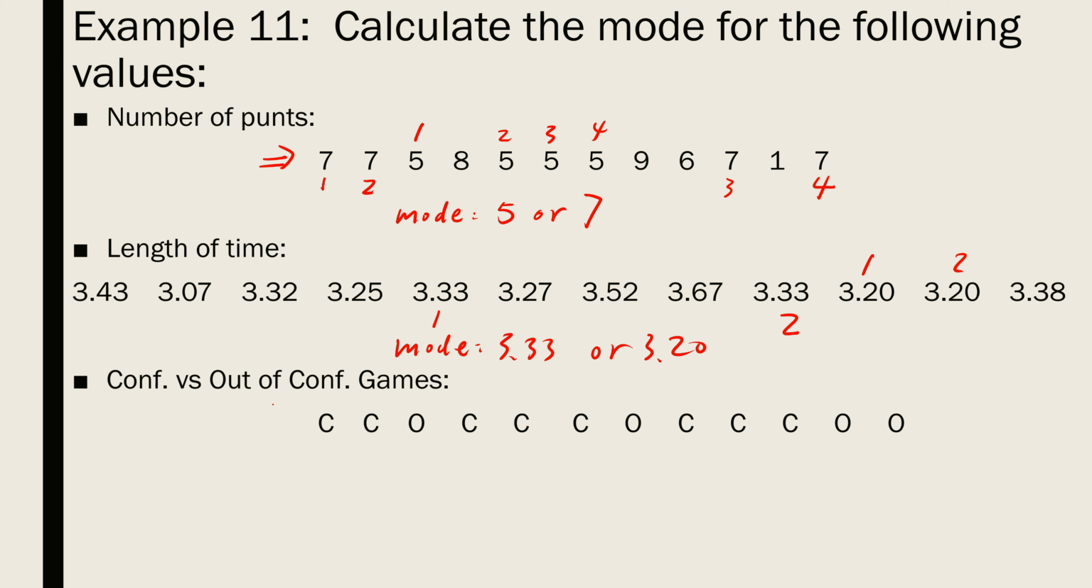And this is the last example, about conference versus out-of-conference games. C stands for conference. O stands for out-of-conference. This result is straightforward because the conference games happen 1, 2, 3, 4, 5, 6, 7, 8, so 8 times. Meanwhile, the out-of-conference games only happen 1, 2, 3, 4 times. So that's how we can tell conference games is the mode.